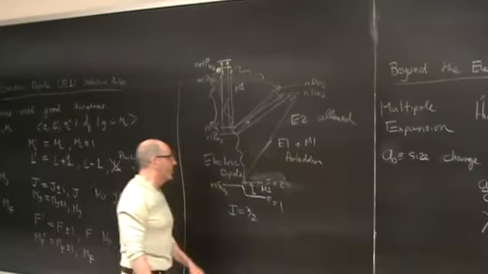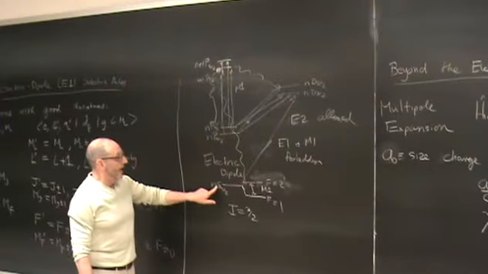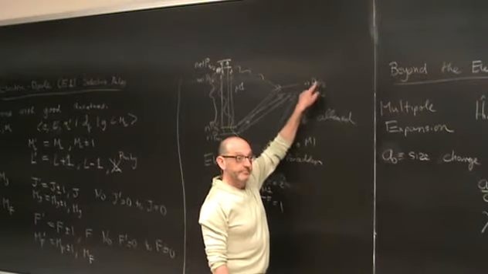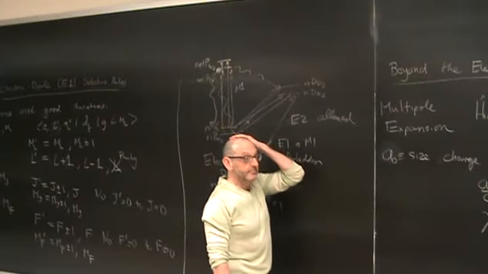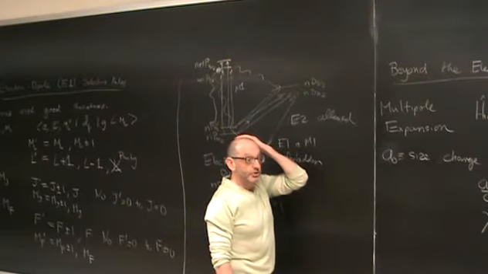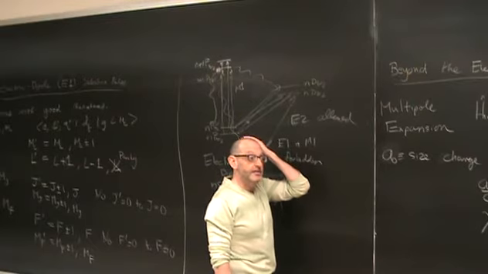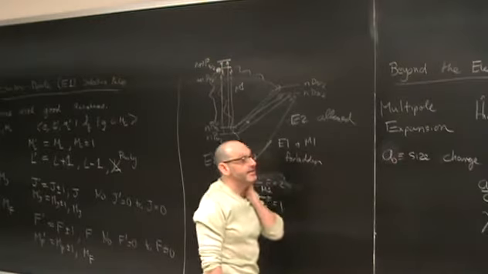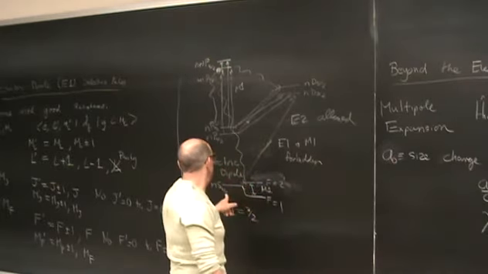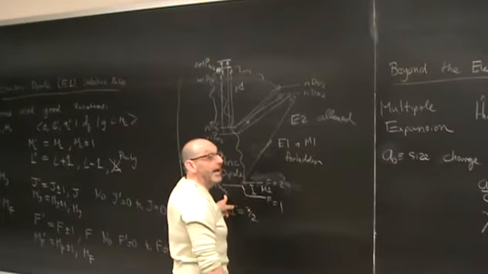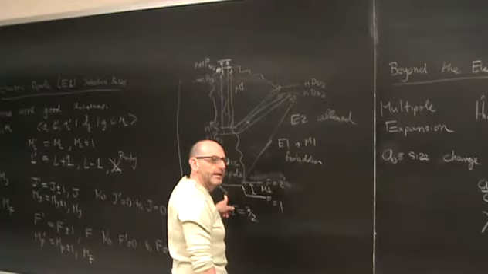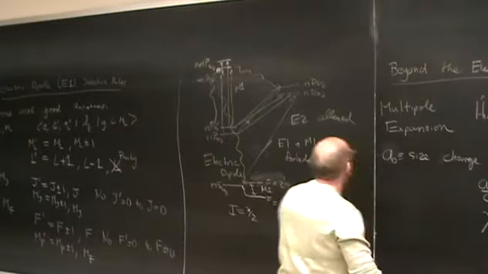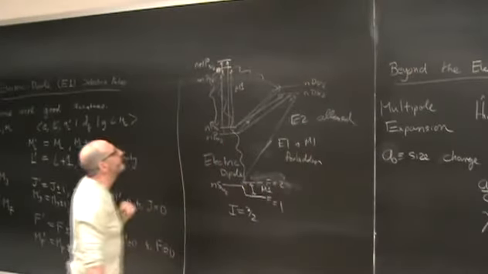What about from S1/2 to D5/2? Sure, because I change L by 2. And if I change L by 2, and I change J, oh, wait a minute. Yeah, J changes by 2. That's cool. All good. All right.